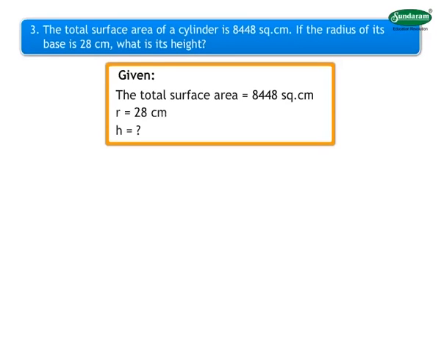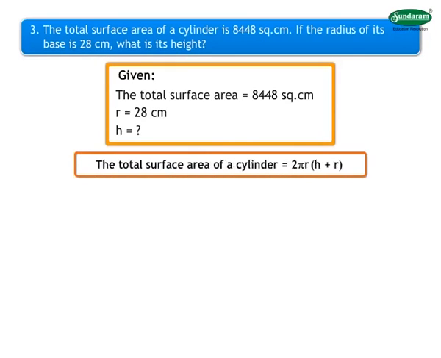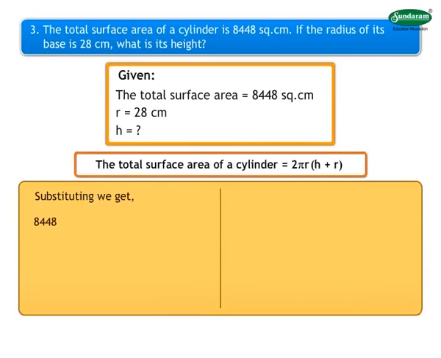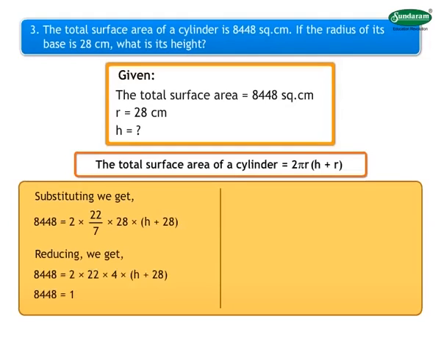As per the formula, the total surface area of a cylinder is equal to 2 pi r into h plus r. Substituting, we get 8,448 is equal to 2 into 22 upon 7 into 28 into h plus 28. Reducing, we get 8,448 is equal to 2 into 22 into 4 into h plus 28. That is, 8,448 is equal to 176 into h plus 28.